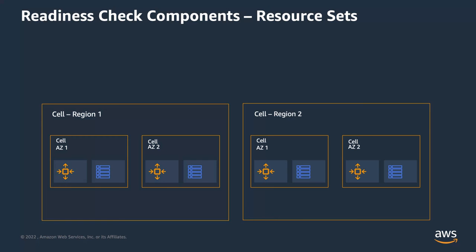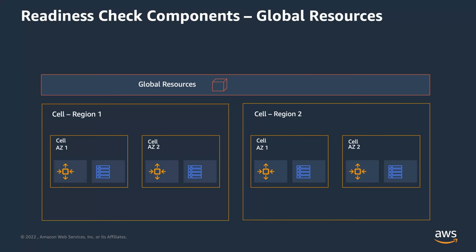Next, our resource set. So a resource set is a set of resources, including AWS resources that span multiple cells. These can be things like load balancers, auto-scaling groups, databases, VPN connections, etc. You'll see the full list when we do the demo. You can also have global resources like Route 53 health checks shown up here as part of the checks.